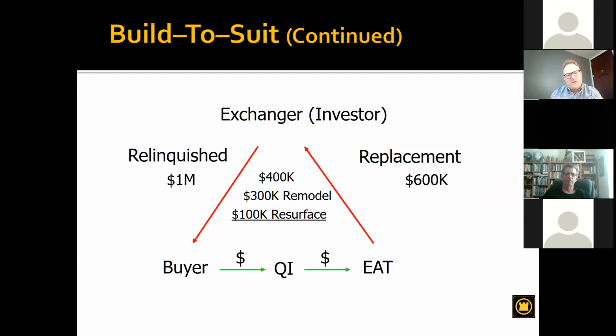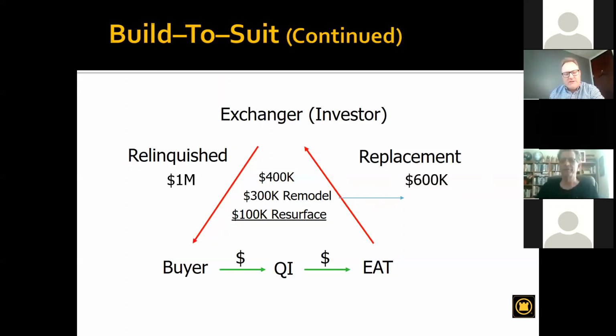And so once we close escrow, cash goes to the QI to acquire that property, and then that starts the clock ticking. And again, the investor enters into a construction management agreement with the contractors. And I should say the exchange accommodation title holder enters into a construction management agreement with contractors to do the improvements that were identified by the investor.